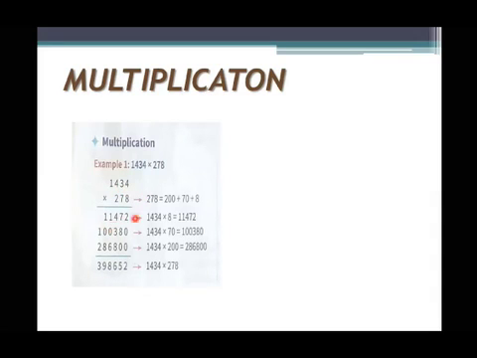So now first you have to multiply with 8. So that means 1,434 into 8. If you multiply, you will get 11,472. Same way then you have to multiply with 7. So 1,434 into 70, because 7 is in the tens place, so you need to multiply with 70. So you will get here 1,380.